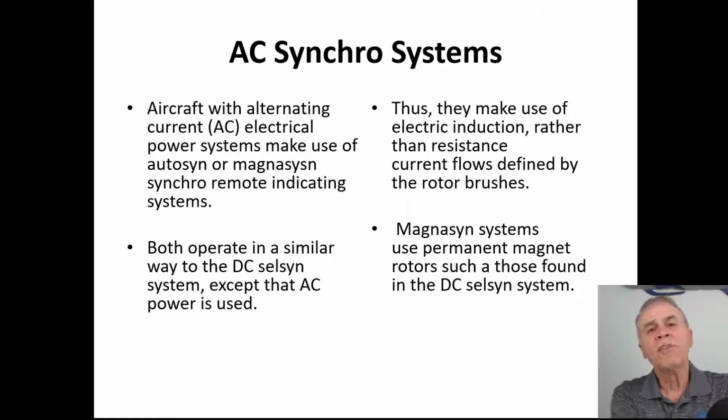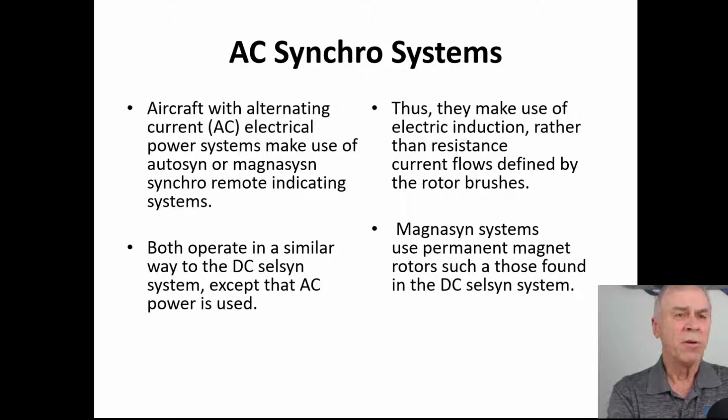All right, so that was DC, Selsyn. This one is AC, synchro systems. There's actually two of them. Aircraft with AC electrical power systems, since if you have AC available to you, many make use of the Autosyn or the Magnesyn. So they're both AC electrical power synchro systems.